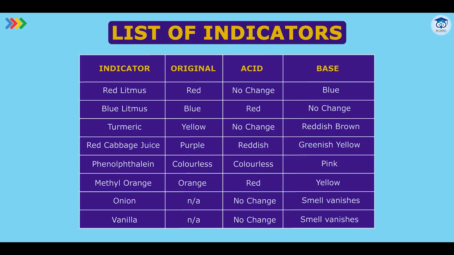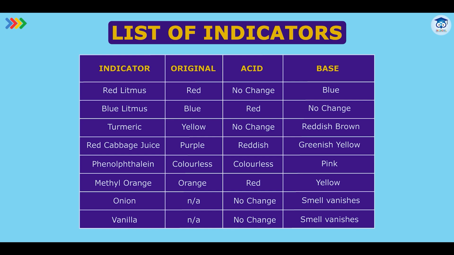Over here in this slide, we can see the list of different indicators. You can see we have different indicators, what their original color is, and what color they show when they are added to acids or bases. For example, you can see red litmus. It is red originally. In acids, it shows no change in color, while in bases, this red litmus becomes blue. This way you can see this whole list for all the indicators. So let's take 2 minutes and read all of them.